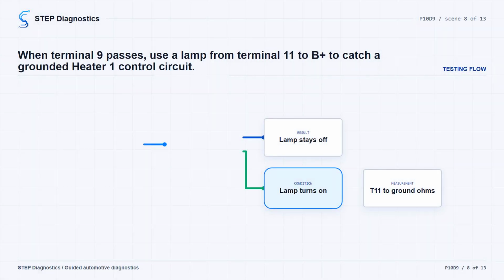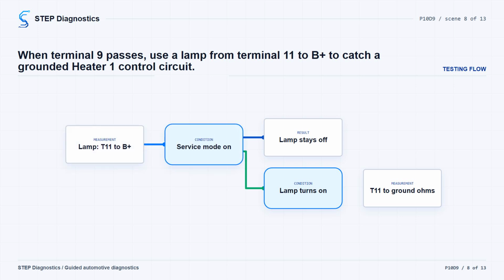If terminal 9 is between 2.5 and 4.5 volts, move to the reductant heater 1 control circuit at terminal 11. Connect a test lamp between terminal 11 and B+, then turn the ignition on in service mode. The lamp should not turn on. If the lamp turns on, turn the ignition and vehicle off, remove the test lamp, and disconnect the K115 reductant control module connector. Now test for infinite resistance between control circuit terminal 11 at the component harness and ground. If resistance is less than infinite, repair the short to ground. If resistance is infinite, replace the K115 reductant control module.